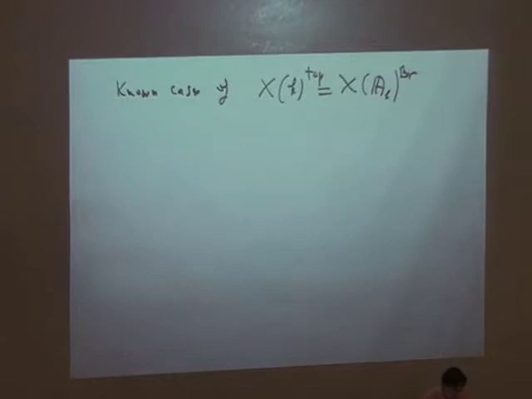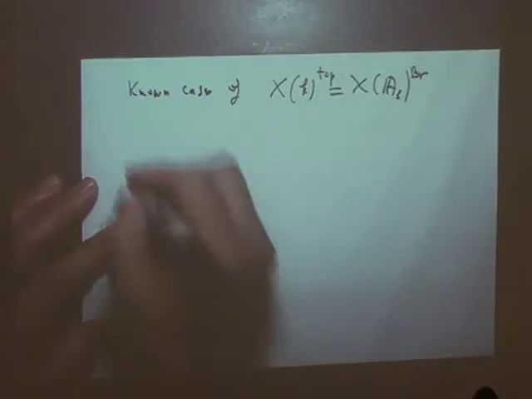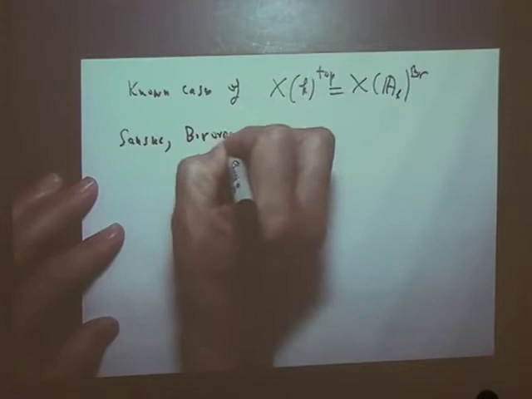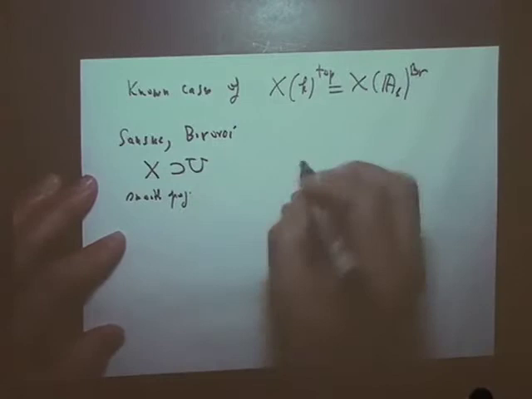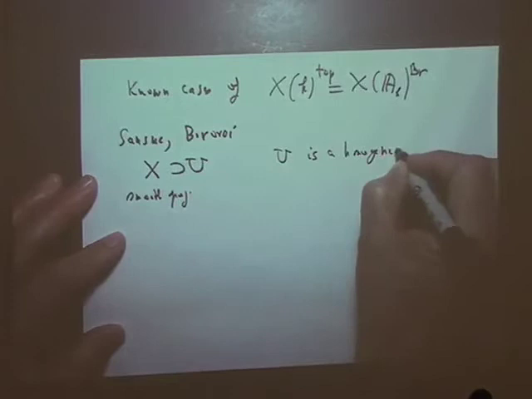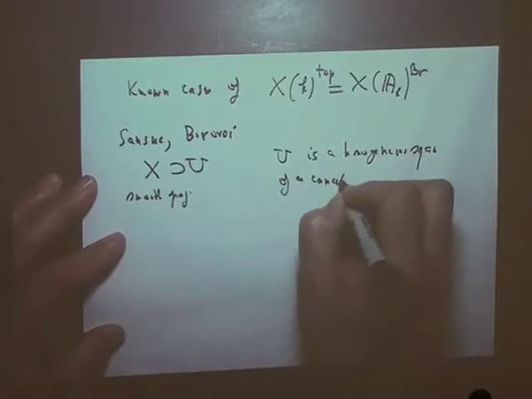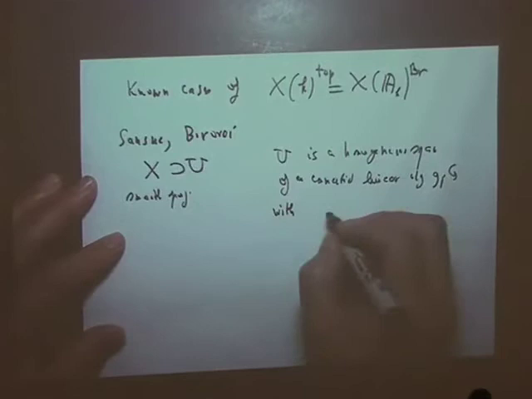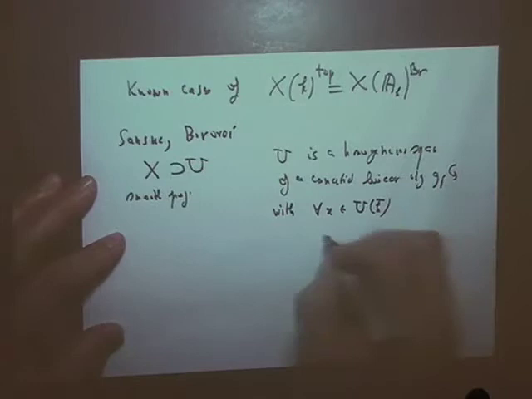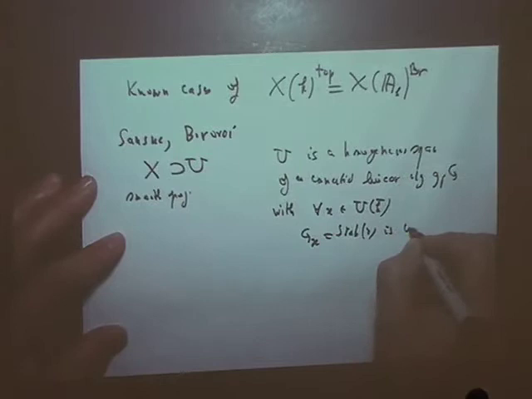So quite striking, a very sweeping result is due to a combination of work of Sansuc and Borovoi, where you take X, which contains an open set U, so X is smooth projective, and you have a Zariski open set U, which is a homogeneous space of a connected linear algebraic group. With, and then there's a technical condition, with the stabilizers, the isotropy group over the algebraic closure, for all x, and it's enough to look at one point in U of k bar, G_x, the stabilizer of x, is connected. Okay, it's a technical condition which we need for the proofs.